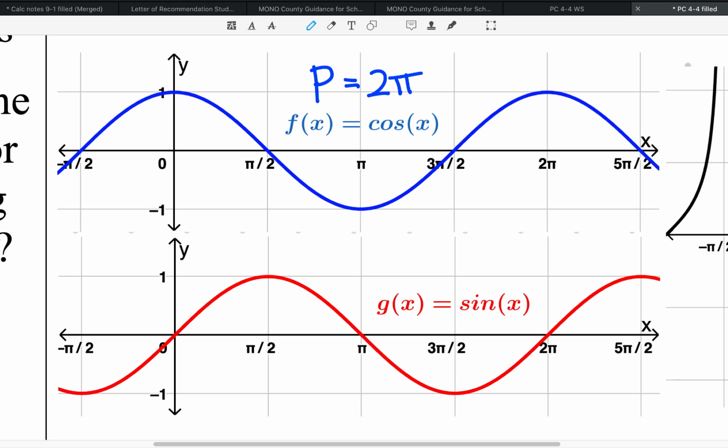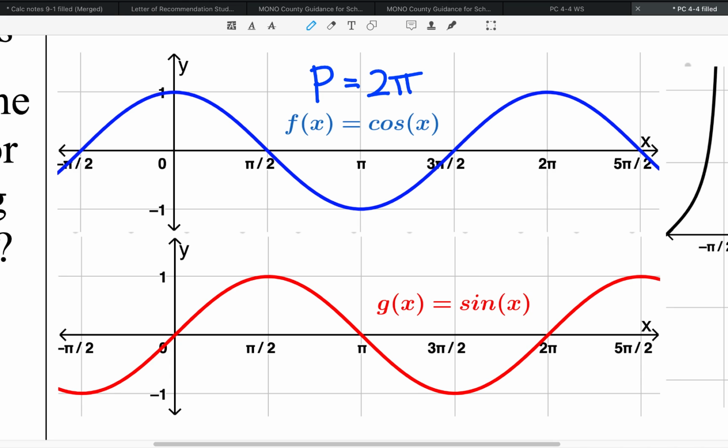How long do I have to wait? I go 1, 2, 3, 4 of those dashed lines. What is this x dimension? How far have I gone, Leo? I've gone from pi over 2 to 5 pi over 2. What is that distance? You do 5 pi over 2 minus pi over 2 in your head? 4 pi over 2, which reduces to 2 pi. There it is.